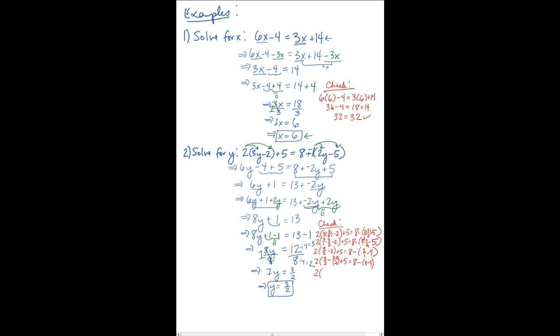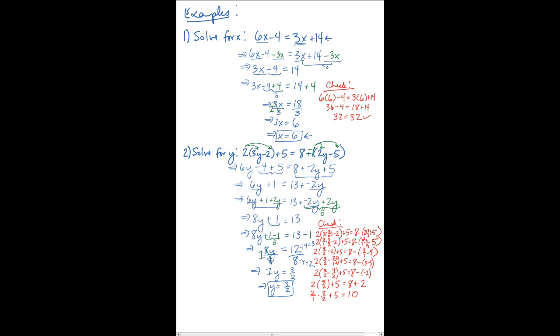Okay. So we have 9 halves minus 4 halves on the left. Everything else stays the same. 8 minus 3 minus 5 is negative 2. Here on the left, 2 times 9 halves minus 4 halves is 5 halves, plus 5 equals 8 minus negative 2 is 8 plus 2. 2 times 5 halves we can rewrite as 2 over 1 times 5 over 2. 8 plus 2 is 10.